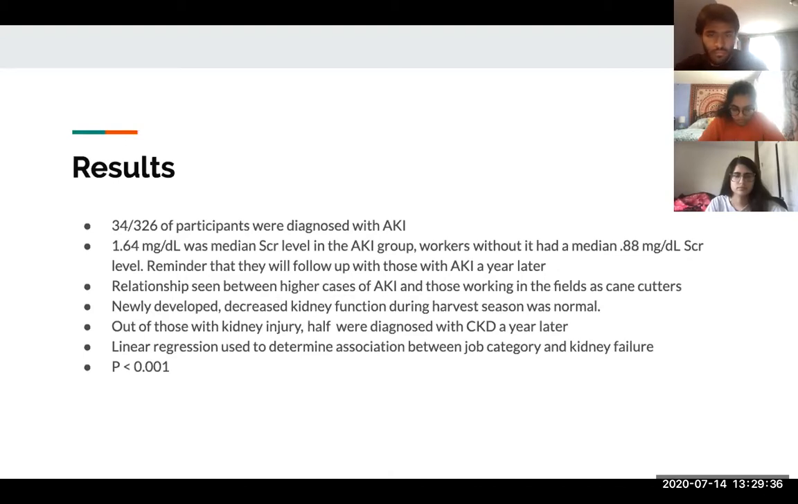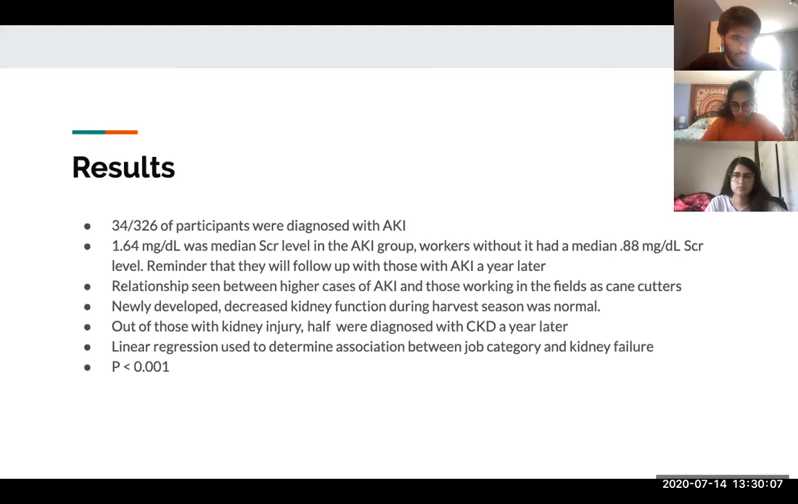And so with the 34 participants that had acute kidney injuries, they followed up on them a year later, and they found out a few things. First, they found out that there was a relationship between people who are working as cane cutters, so physically cutting the sugar cane, and their development of acute kidney injuries. And they also discovered that newly developed decreased kidney function was pretty normal amongst most workers. So they saw generally some kind of change between most individuals.